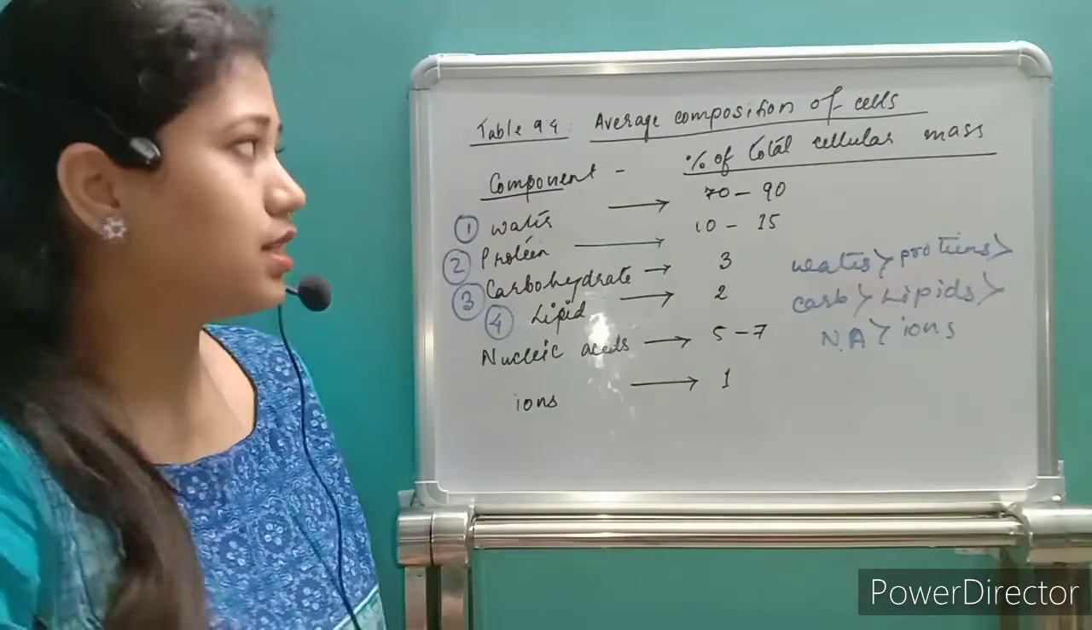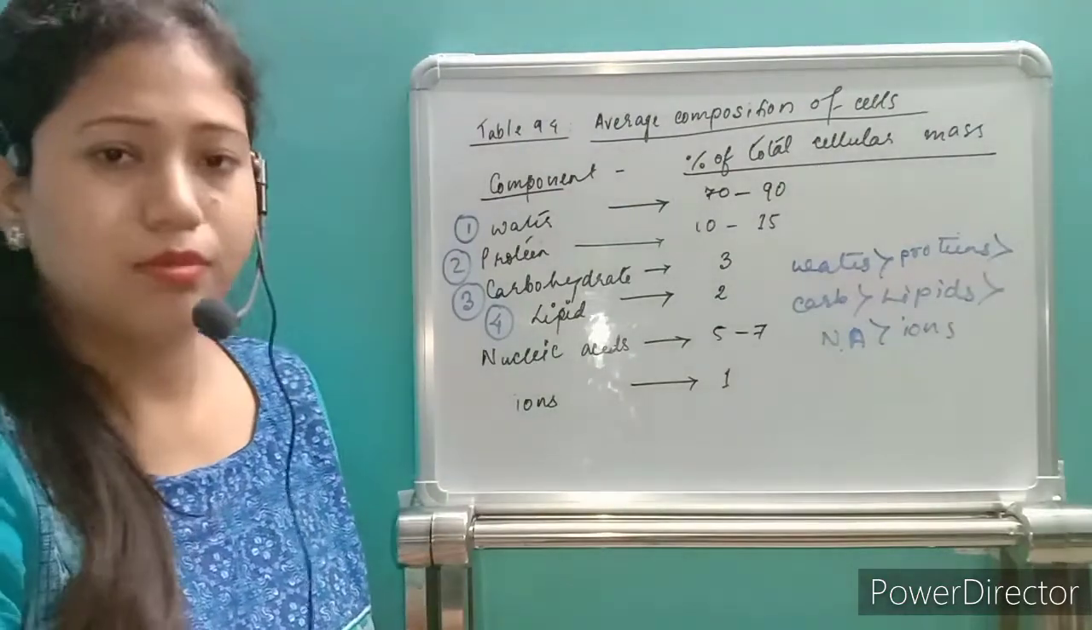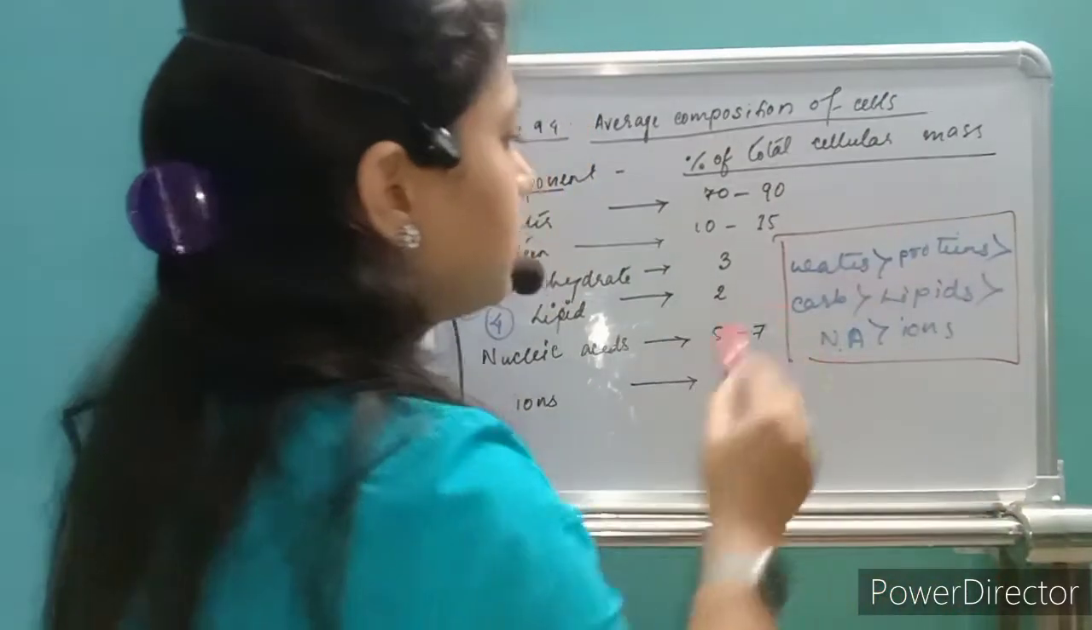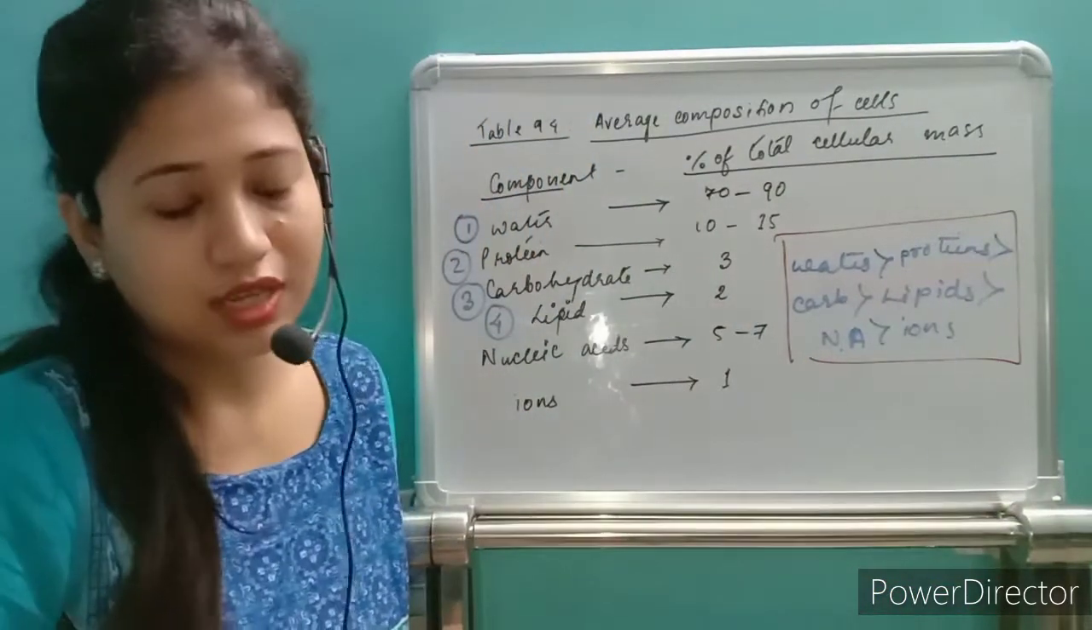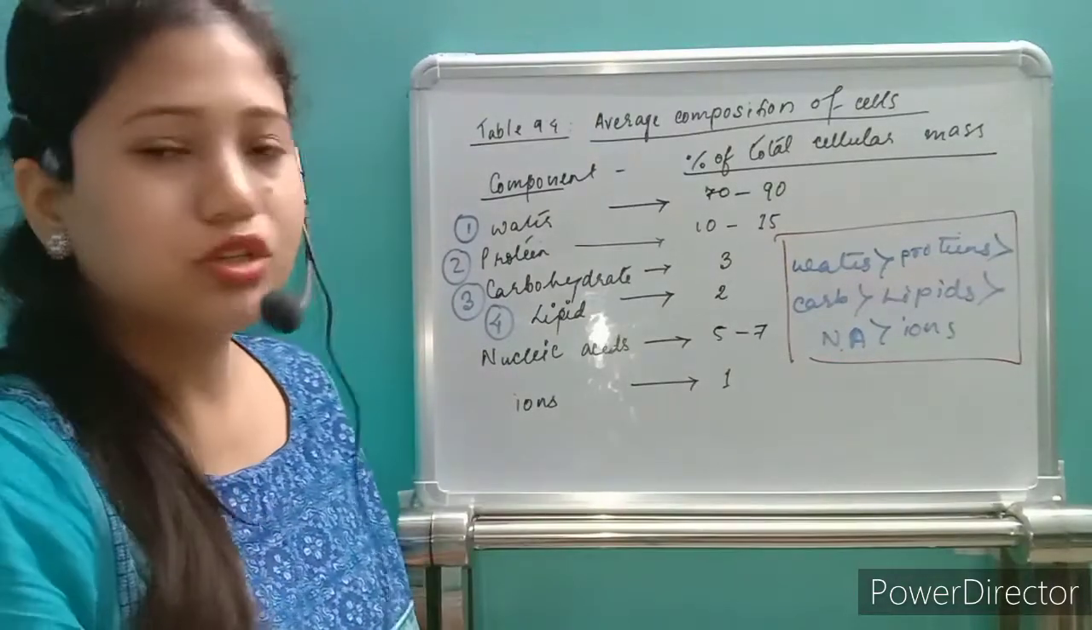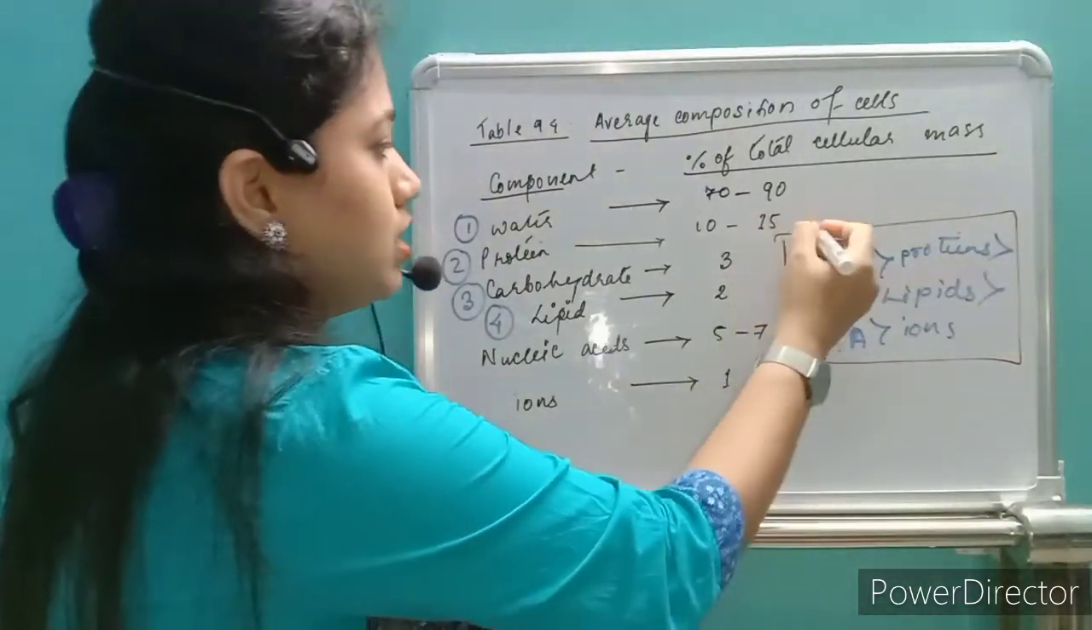Okay, so yes, this is the chart only. You have to remember only this much. That means we have more water, then protein, then carbohydrate, then lipid, then nucleic acid, and then the last one is the ion. Those are the only things you need to know about this chart.